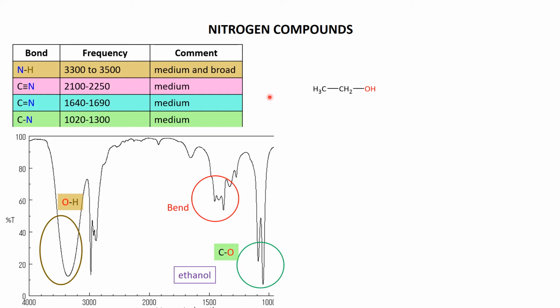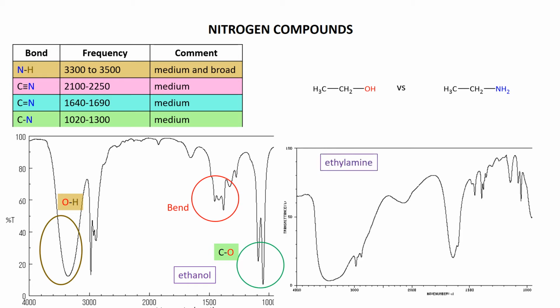So let's compare the spectra of ethanol here, which we've now seen quite a lot. There's the OH, there's the CH, which I'm not even circling anymore. There's the CH bend, just to emphasize where it is, and there's the CO single bond. Let's compare that to ethylamine. So all we're doing is replacing the OH with the slightly less polar NH2 group. And here's what that spectrum looks like.